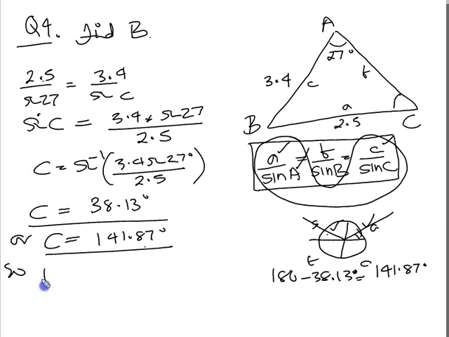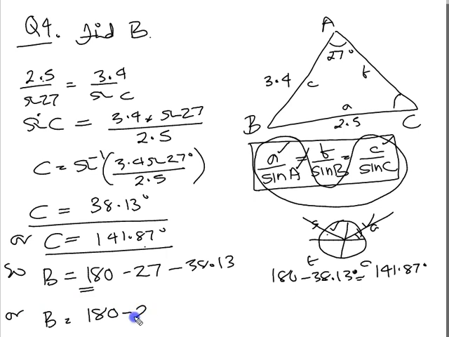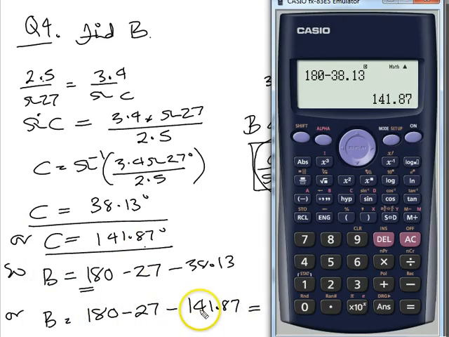So now we need to find B. So in each of these instances, we'll get a solution, won't we? B is equal to 180, take the 27, and then take the 38.13. Or B equals 180, take the 27, and then take the 141.87. Okay, so let's just tap these two out then. So the first one, 180, take away 27, take away 38.13 equals 114.87.